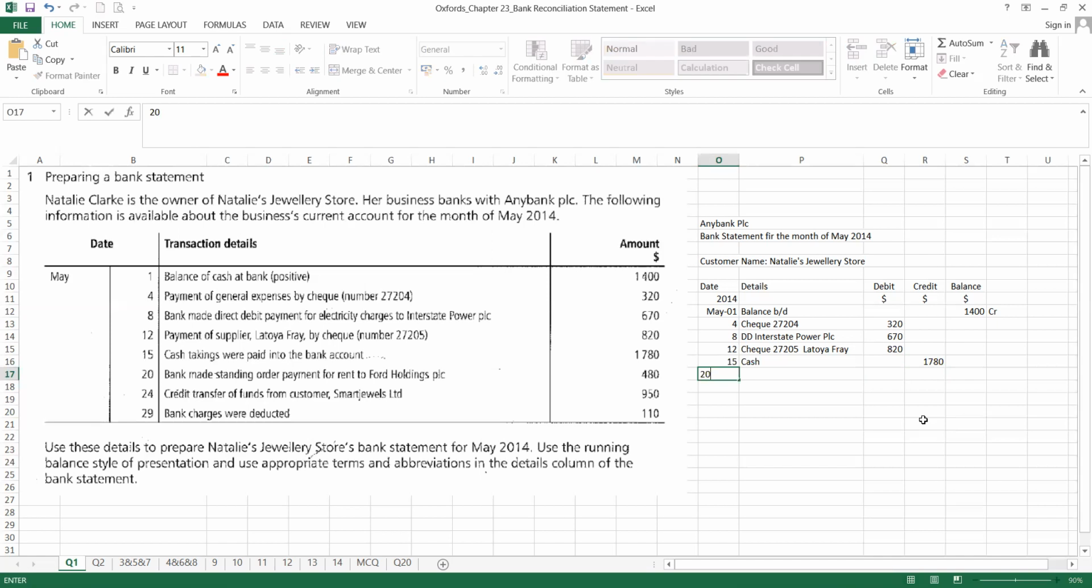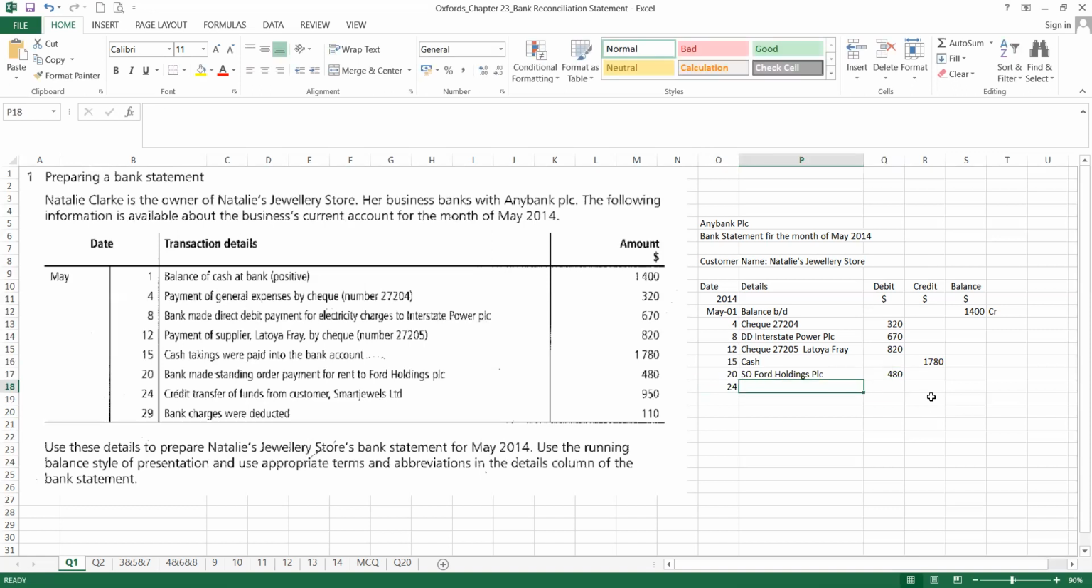Okay, next, continuing on the 20th. Bank makes a standing order payment for rent to Ford Holding. For standing order, you can use SO as a short form. Who you pay to, they can put the supplier name or the customer name. But why you pay for it, they don't know. So you put the name and the standing order.